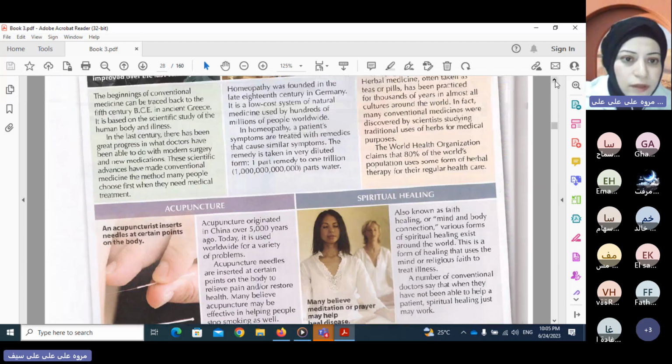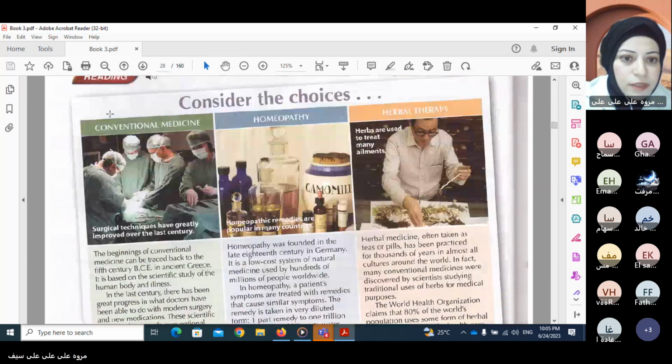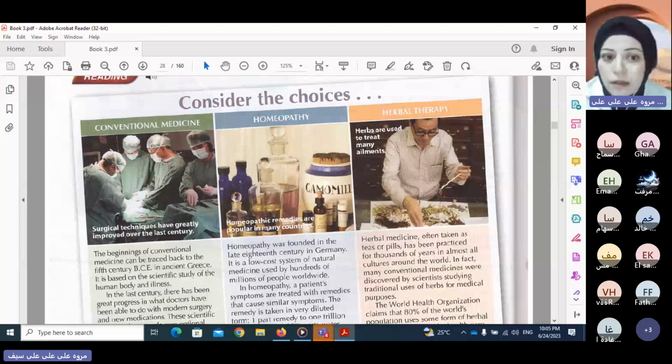So how can you pronounce this one? This kind of medicine here. Just say it, anybody. Conventional medicine? Yeah. Conventional medicine. Okay, conventional medicine. Very good. Okay, what about this one? The second one. Try to model. Homeopathy. Homeopathy.